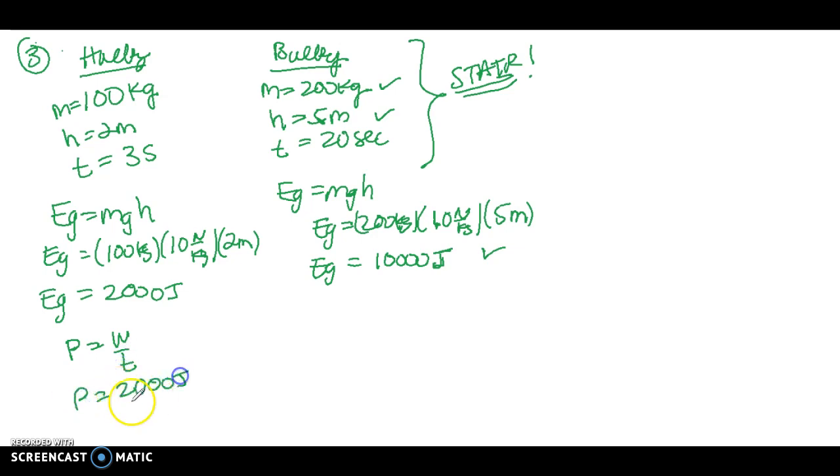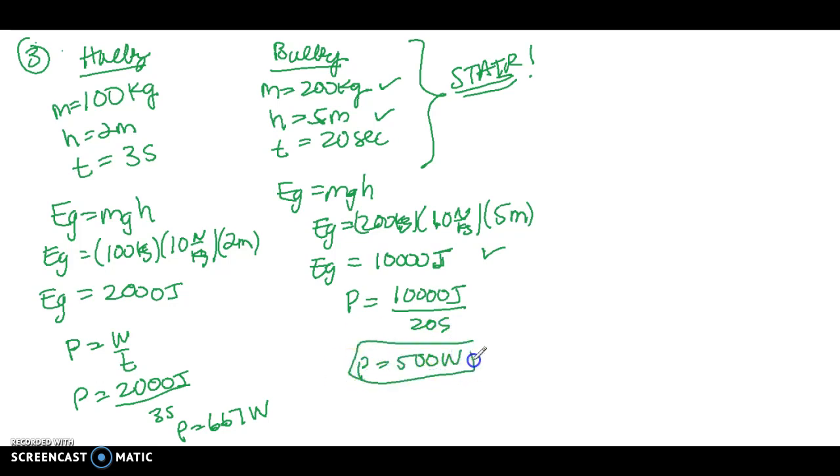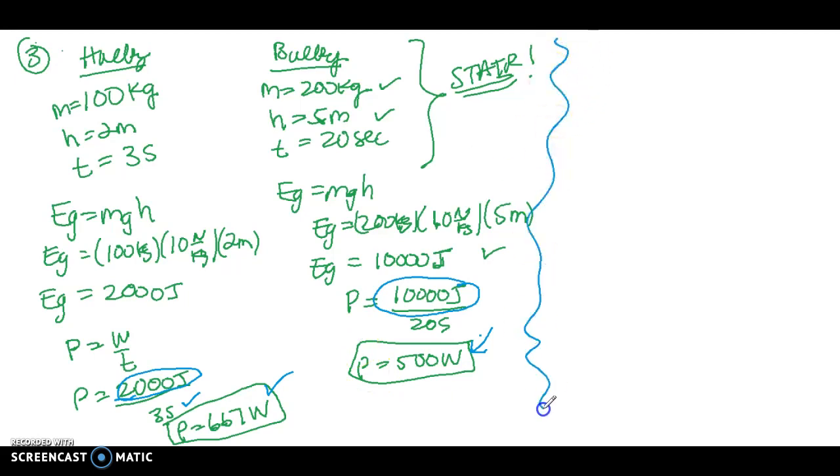Hulky does 2,000 joules of work in 3 seconds, for a power of 667 watts. Bulky can do 10,000 joules of work in 20 seconds, so his power rating is 500 watts. Based on this, Bulky did more work, but he has less power because it took him too much time. Hulky did not do very much work, but he did it very quickly, so he actually has a higher power rating.